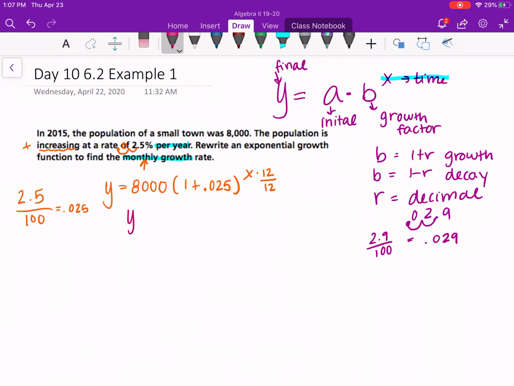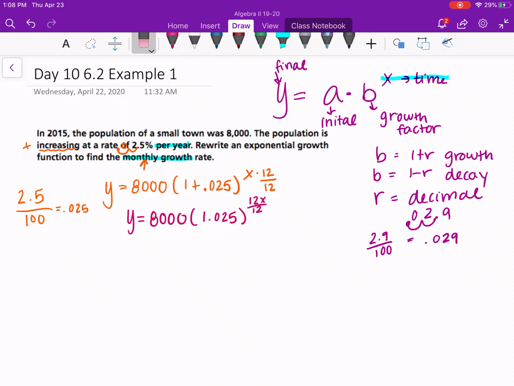So I've got y equals 8,000. I'm going to combine this: 1 plus 0.025 is 1.025. And then I've got 12 x over 12. So now what I want to do is break this down and find the monthly growth rate. This is the yearly growth rate and I want to convert that to the monthly growth rate.